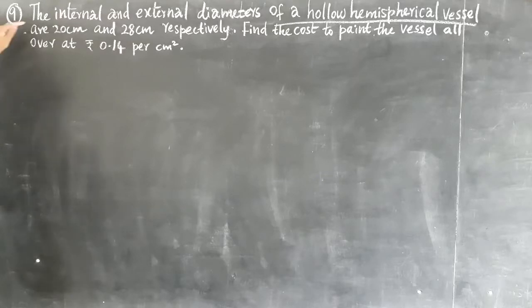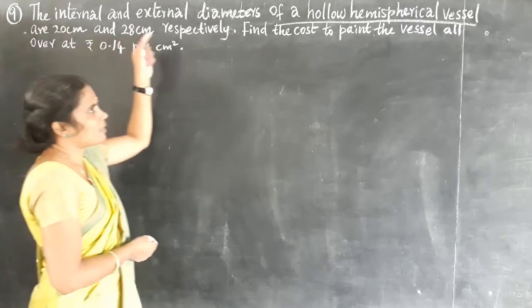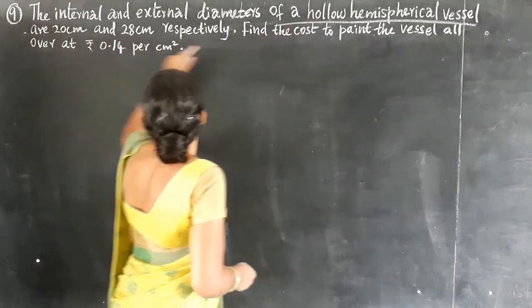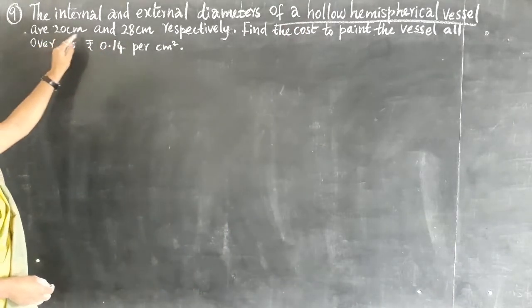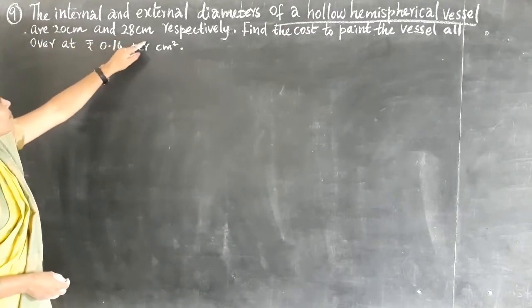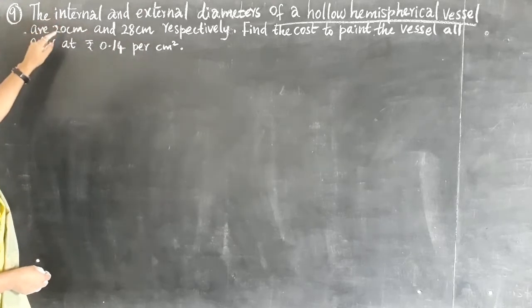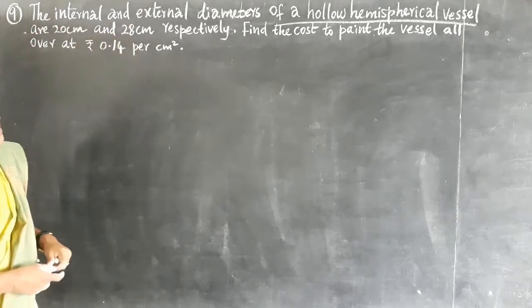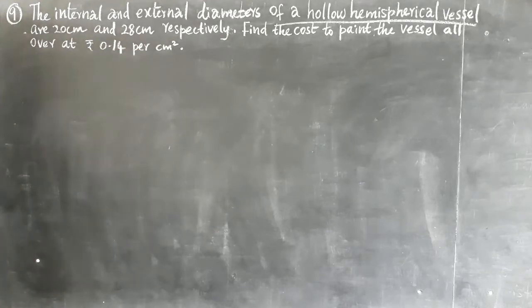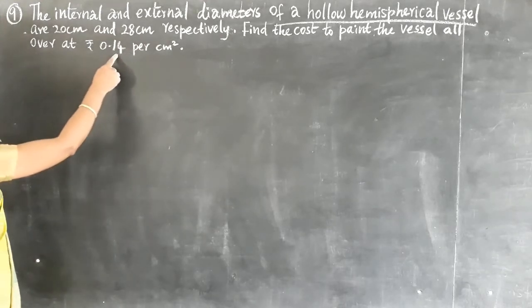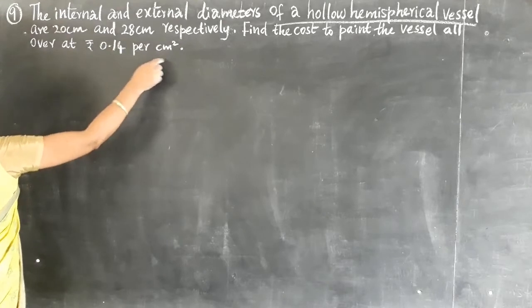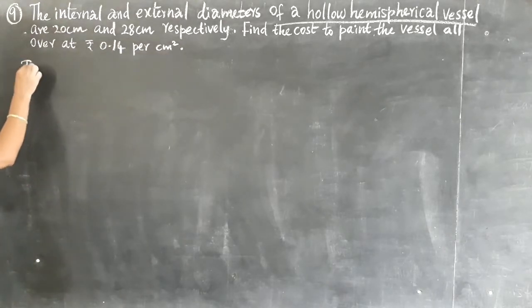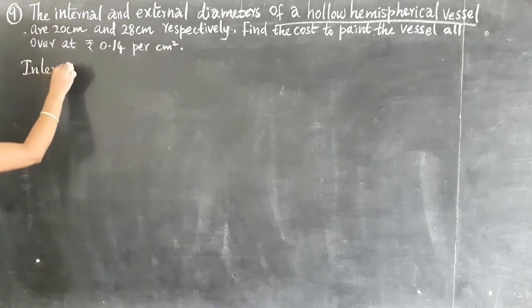Question number 9. The internal and external diameters of a hollow hemispherical vessel are 20 cm and 28 cm respectively. Here the internal diameter is 20 and the external diameter is 28. Find the cost to paint the vessel all over at rupees 0.14 per centimeter square. So now let us take the internal diameter.